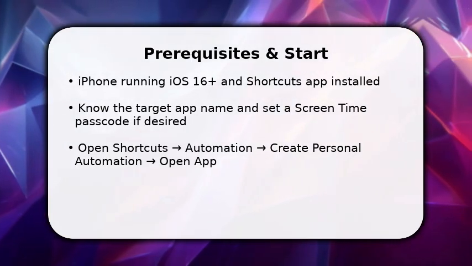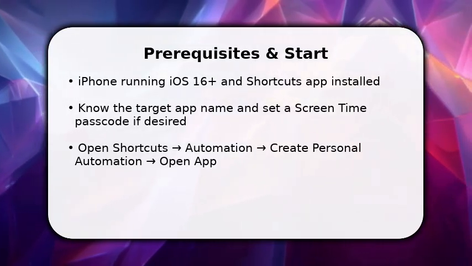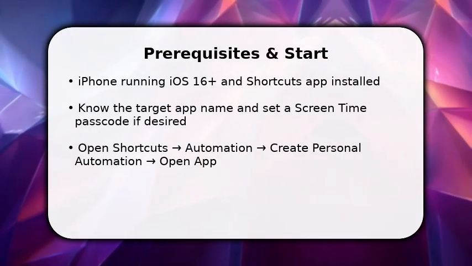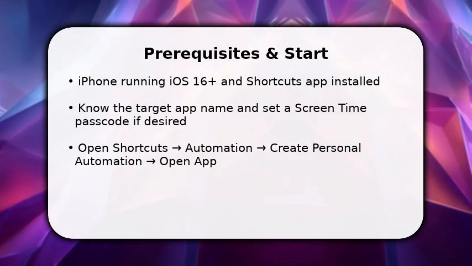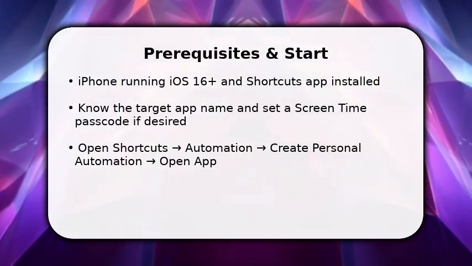Open Shortcuts, tap Automation, then create Personal Automation and choose Open App as the trigger. Make sure you select the exact app name so the trigger fires reliably. You don't need extra downloads. This step creates the event that runs when the app launches. Next, we'll add the locking actions that follow the trigger.